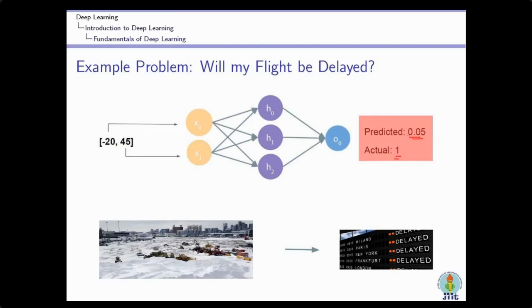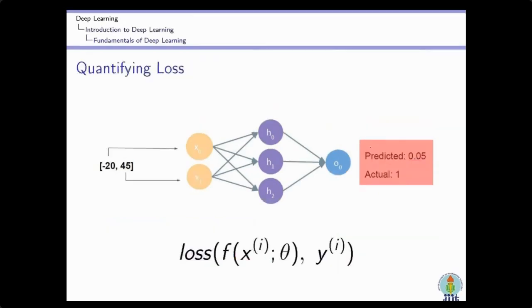Now loss will be a function of these two values, predicted value and actual value. So I can write the formula like this. You will see here, this is the predicted value and this is the actual value, represented by y. The predicted value is again a function of two things: the input values x, and the weights represented by theta over here. So this is the weight matrix.